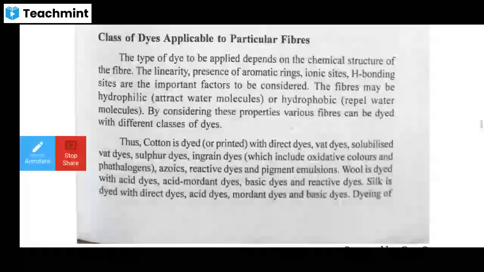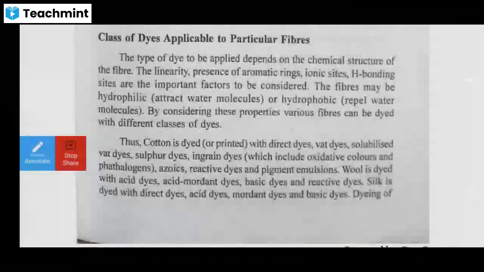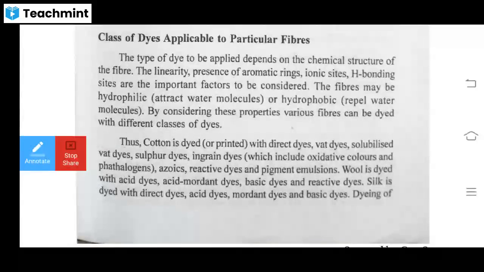Next is the class of dye applicable to particular fibers. So which class of dye is applicable? There are different types of dyes which are used for different purposes. For cotton: direct dyes, vat dyes, solubilized vat dyes, sulfur dyes, ingrain dyes, azoic dyes, reactive dyes, pigment emulsions. So a number of dyes are used for cotton purposes.